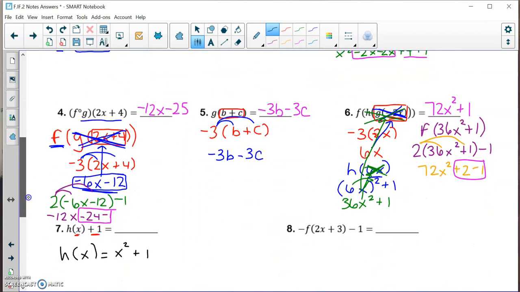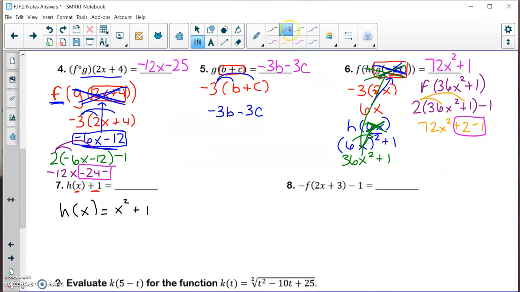So what I'm going to do is I'm going to put x in for x in my h of x function. And I'm going to rewrite my h of x function after putting that x in. And then I'm going to add 1 to the outside of my h of x function. So essentially, I just have an x squared plus 1 plus another 1. So combining like terms, I wind up with an x squared plus a 2. And that's it.